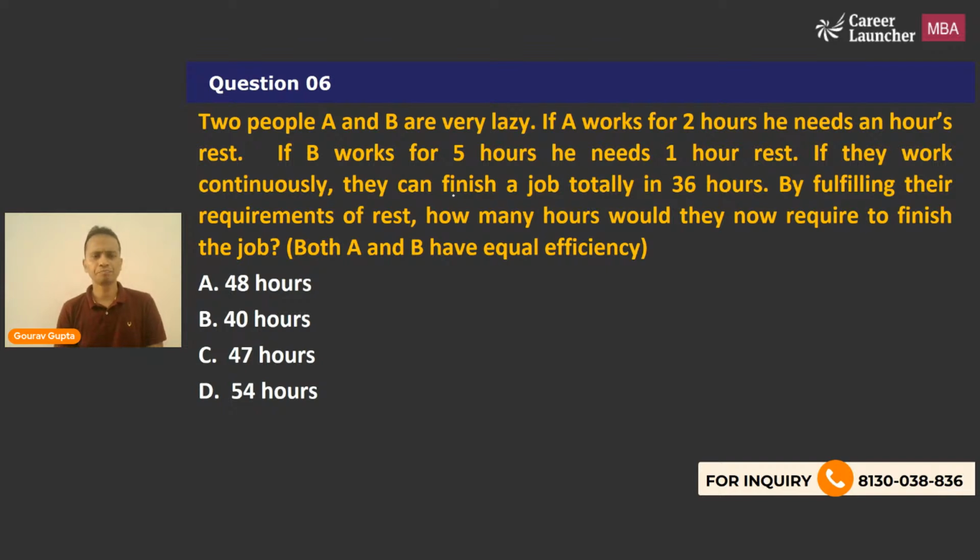Okay. Now, A and B have equal efficiency. So let's say A can finish 1 unit of work in 1 day. So does B. So A's 1 day work is 1 unit, and B's 1 day work is also 1 unit. Equal efficiencies are given for both. Okay. So in 1 day, together A and B will finish 1 plus 1, that is 2 units of work. Sorry, in 1 hour. Now they are talking about hours, not days. Perfect. So in 1 hour, A and B together will finish 1 plus 1, that is 2 units of work.